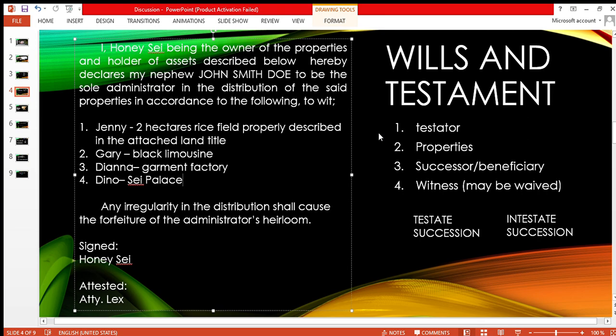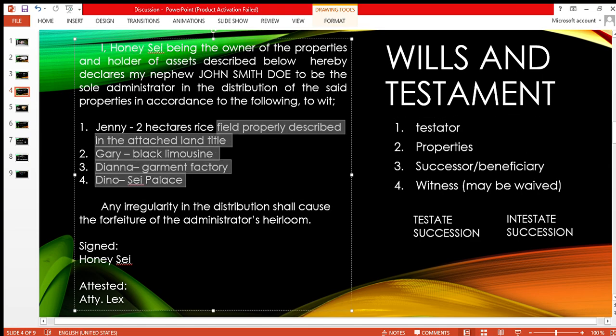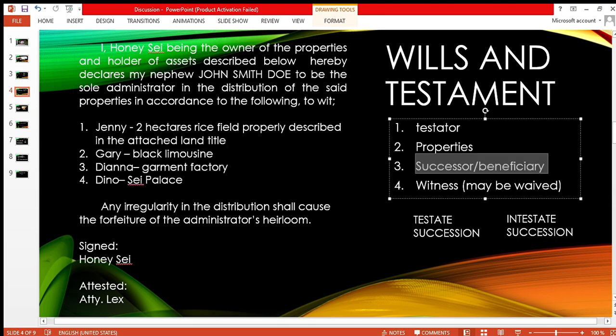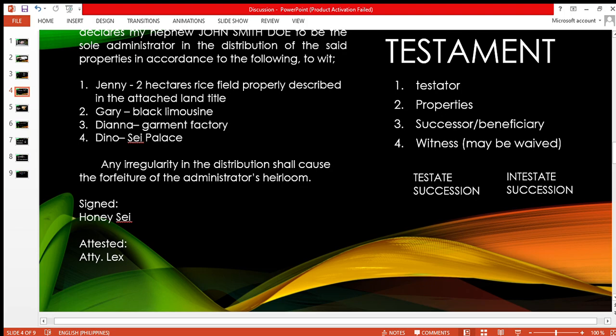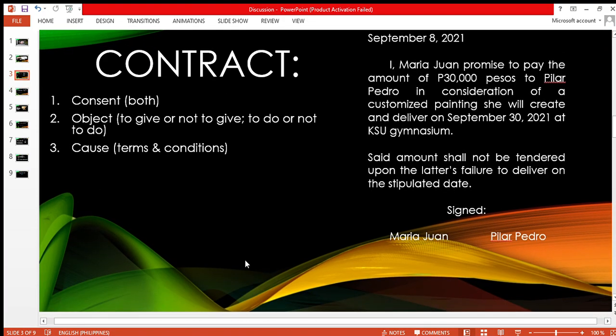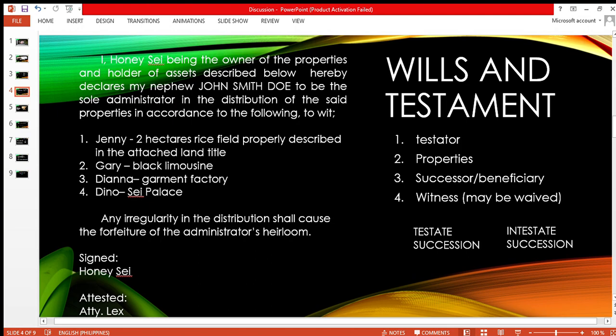Okay, so this is a valid will and testament. Why? Because there is a testator. It's Hennessy. Properties, this one, and the beneficiaries, Jenny, Gary, Diana, and Dino. Okay. But there is no mention of witness. There is actually a witness class, and this is the lawyer. It says here attested by attorney, the name of the lawyer. Okay, so he stands as what we call the witness. Though the presence of a witness may weigh in your will and testament.